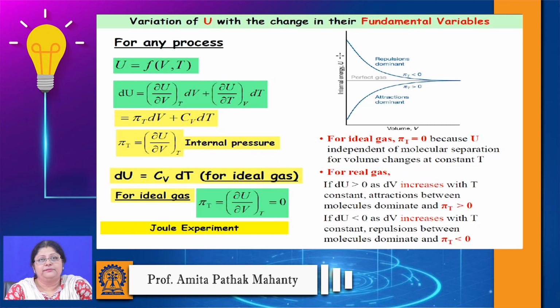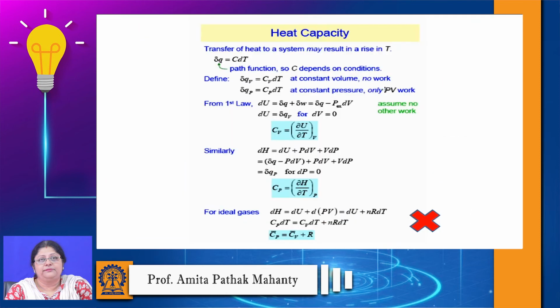But you can also have a condition where the potential energy is going to fall. That means the internal energy is going to decrease as the volume increases. You see, with increase in volume, here you are getting a rise, and here with increase in volume you are having a fall. So the internal energy of the system is going to decrease with increase in volume at a given temperature, provided the repulsive intermolecular forces are dominant. Then pi T becomes less than or equal to 0.